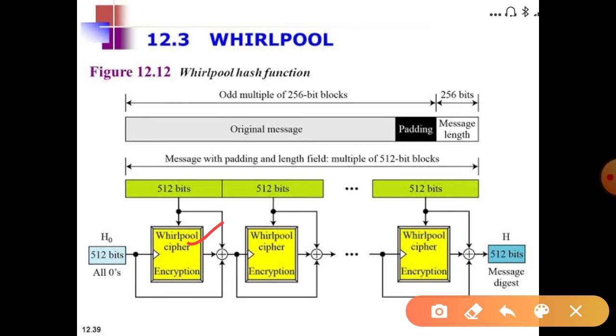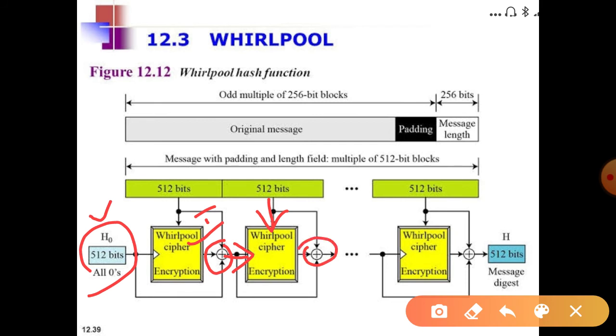This ciphertext, for this first round, is acting as a key. After this we get the ciphertext, and it will act as the cipher key for the next block. The first block we process, then the next 512 bits are there. For this one, the previous encryption output, the ciphertext, now acts as a key for the next one. Like this, we perform the operations.